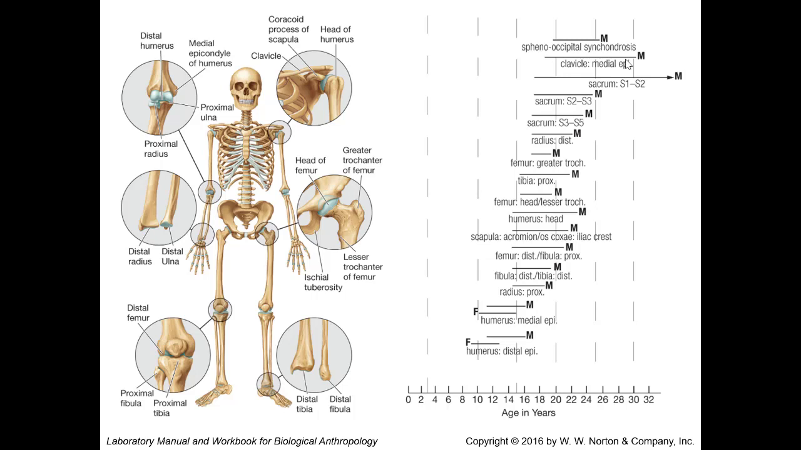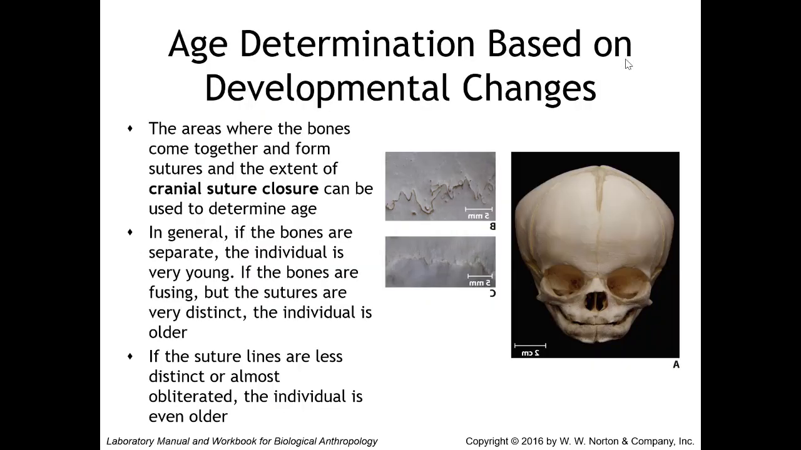Continuing with developmental changes, there are areas where the bones come together and form sutures, and the extent of those suture closings can help determine age. So we're looking specifically here at the cranium. In general, if the bones are separate, the individual is very young. If the bones are fusing, but the sutures are very distinct, the individual's older. If the suture lines are less distinct or almost obliterated, then the individual is even older.